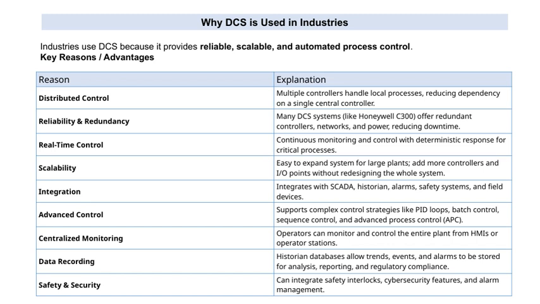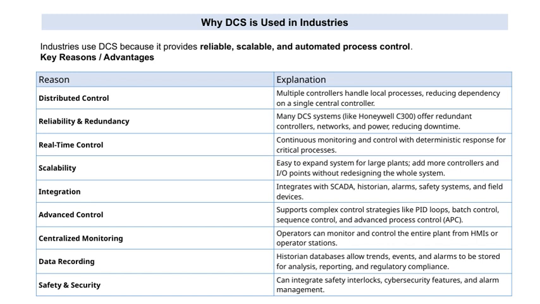Reliability and redundancy are also crucial. Many DCS systems, like Honeywell C300, include backup controllers, networks, and power supplies. This setup minimizes downtime and ensures continuous operation, even if one component fails. Real-time control is another vital aspect. DCS continuously monitors the process and provides deterministic responses, which is essential for managing critical processes safely and efficiently.